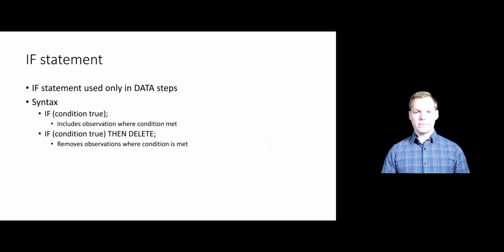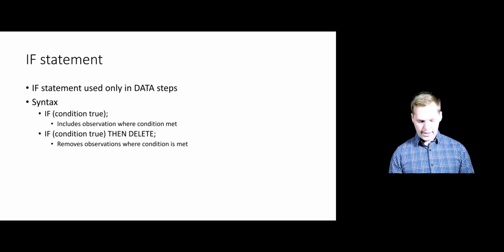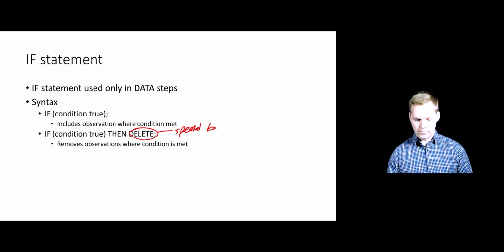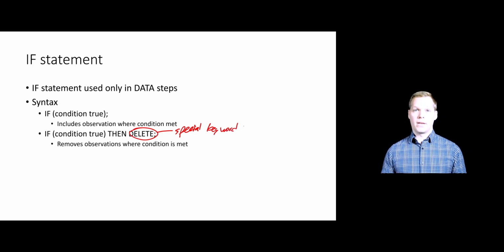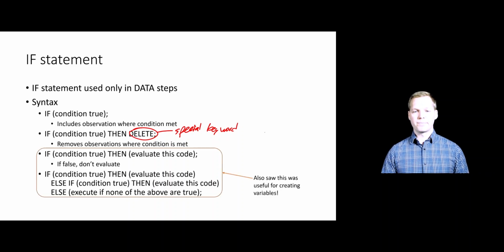You can also do the opposite. You can say if this condition is true, then delete. Delete is going to be a special keyword, and it's just kind of the opposite of just doing if this condition. And then you can also do this in a more complicated manner, where maybe you had a bunch of different conditions you want to check and then choose to keep or remove certain observations. We saw this kind of logic before when we created our variables. That's going to hold here as well.